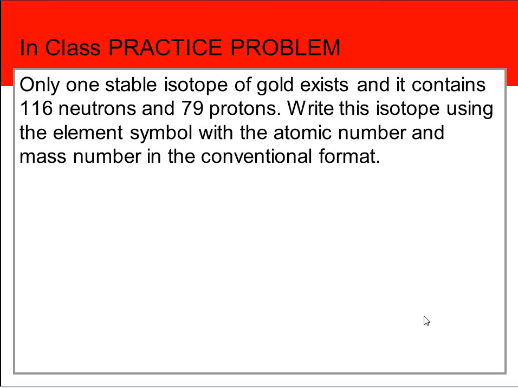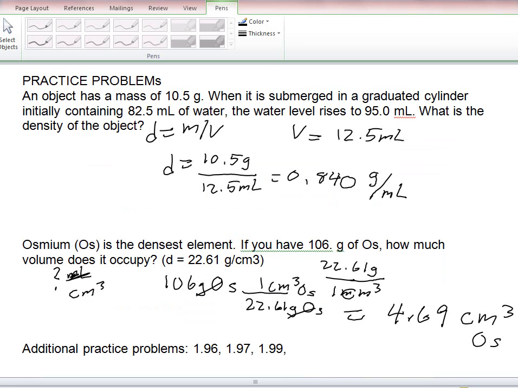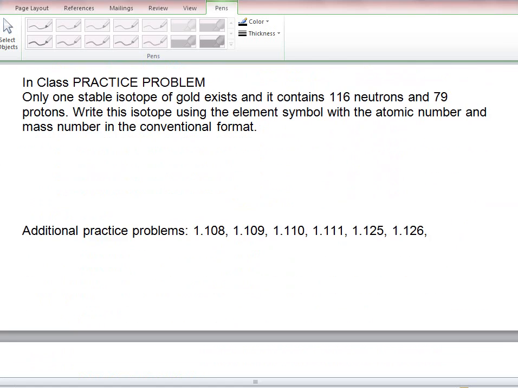Okay, so a practice problem. Only one stable isotope of gold exists, and it contains 116 neutrons, 79 protons. Write this isotope using the element symbol with the atomic number and mass number in the conventional format. So, the element symbol of gold is Au, and its element number 79. It has 79 protons, so it's located just to the right of the bottom center part of the periodic table, element number 79.